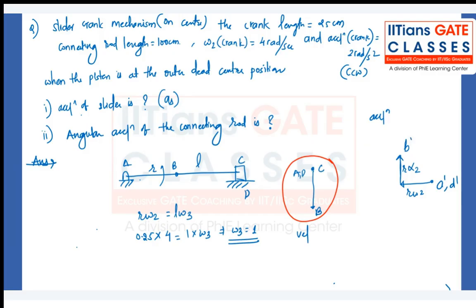A dash to B dash. Then again we have centripetal acceleration. For the BC link, we have centripetal acceleration L omega 3 square. And then perpendicular to it is C dash, that is L alpha 3.